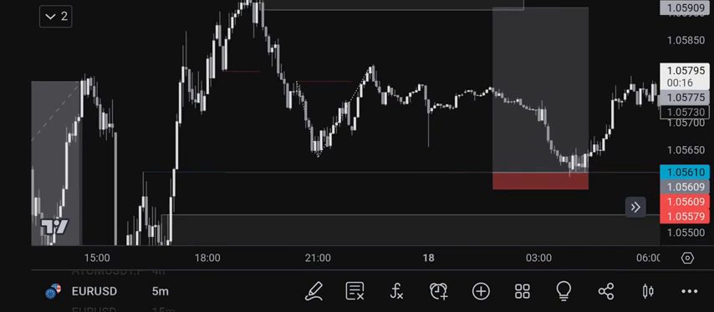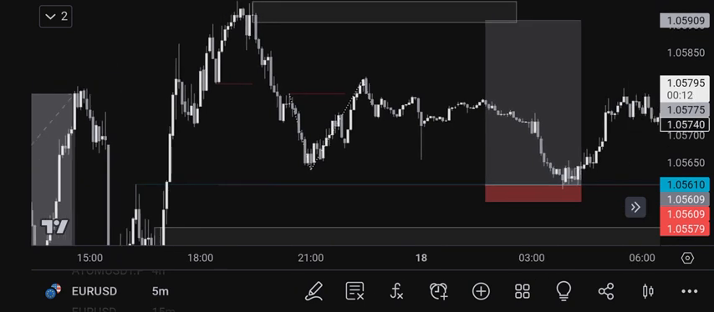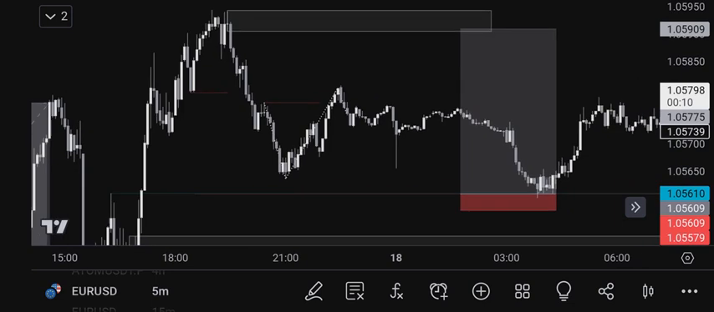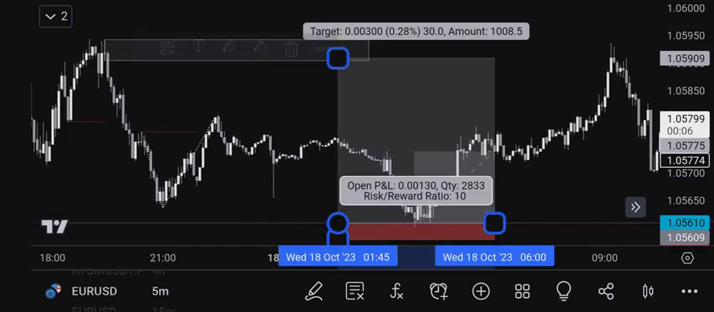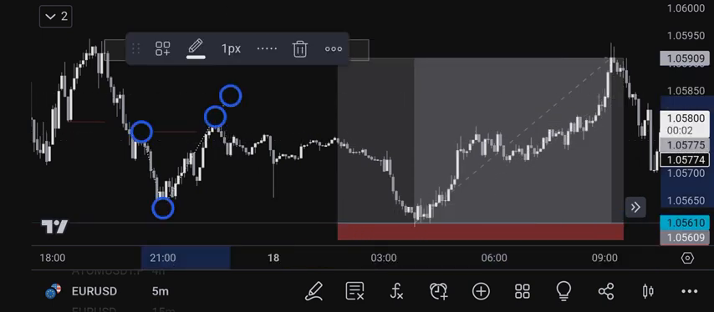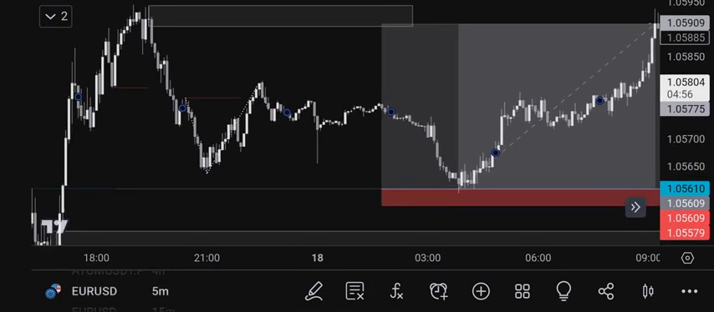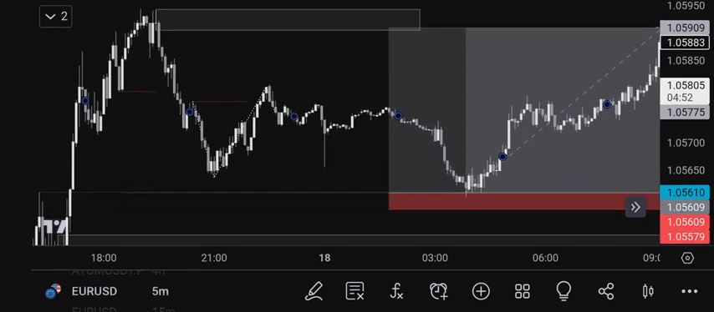So then price returns back. We have price doing something like this, returning back to the zone, getting us tagged. And as you can see, price moves straight to our take profit here. And then we have ourselves a 10 RR trade. We've exited and we're waiting for price to balance again and continue.